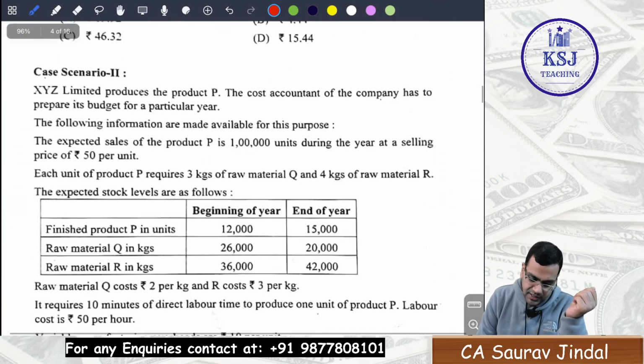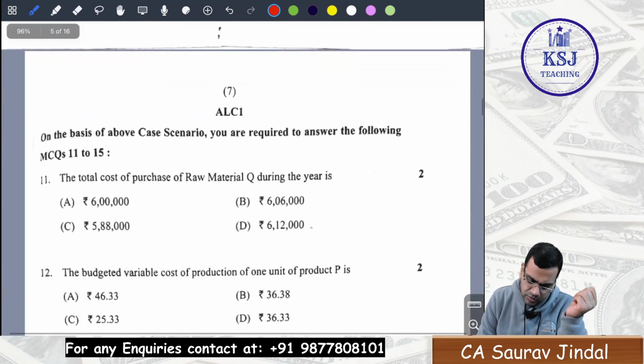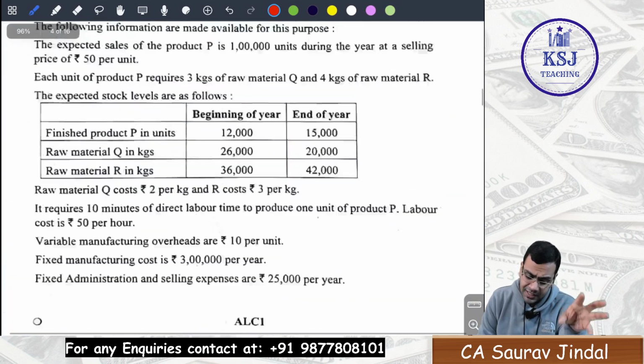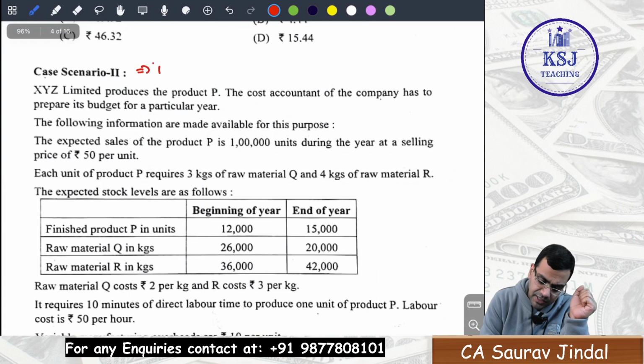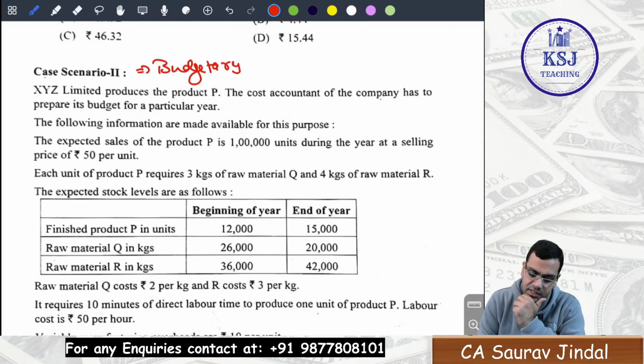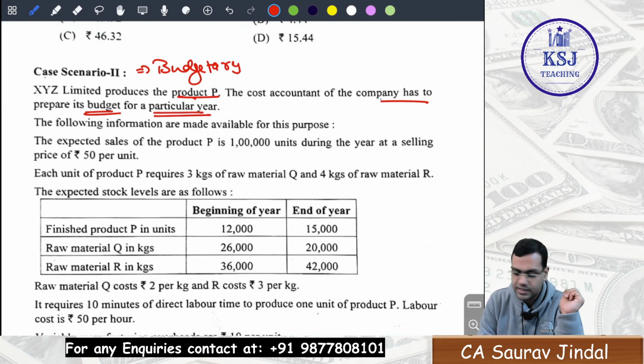Then next, case scenario 2. What is it on, sir? Case scenario 2 is basically on budgeting. It is on budgetary. It is about a company that produces the product P. The cost accountant of the company has to prepare the budget for a particular period. Yes, it is on budgetary, that's what I am telling you.